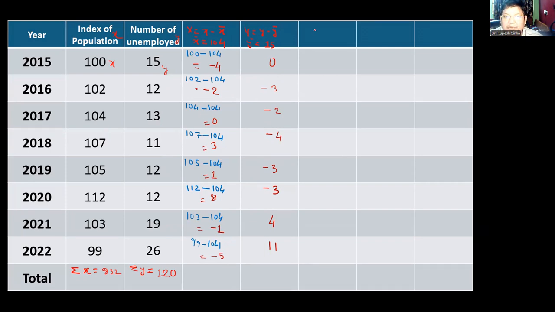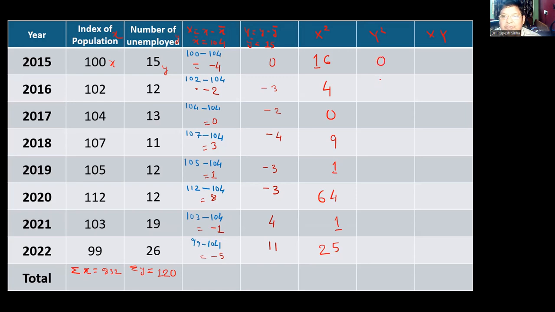Now, what we need to do? We need to take x square and y square and xy. You can refer to the formula which I wrote a little while ago. So 4 into 4, 16, 2 into 2, 4, 0, 3 into 3, 9, 1 into 1, 1, 8 eights are 64, 1, and 5, 5 fives are 25. In the same way, we have to take y square.